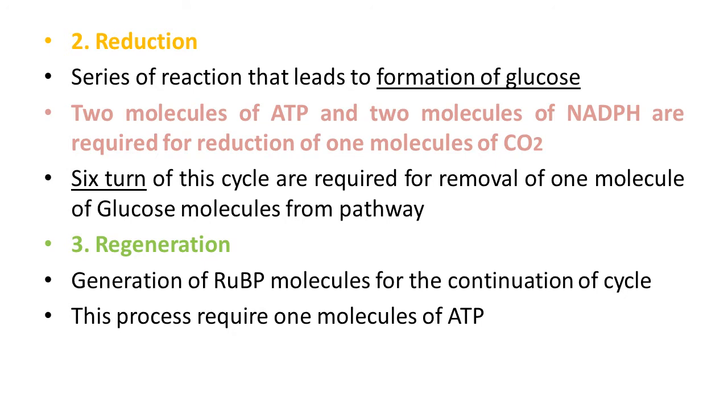Second stage, that is reduction. Actually this is a series of reactions that lead to the formation of glucose. Steps involve utilization of 2 molecules of ATP for phosphorylation and 2 of NADPH for reduction per carbon dioxide molecule fixed. Fixation of 6 molecules of carbon dioxide and 6 turns of the cycle are required for the formation of 1 molecule of glucose from the pathway.